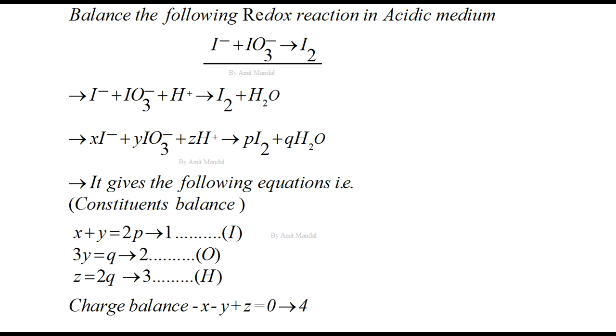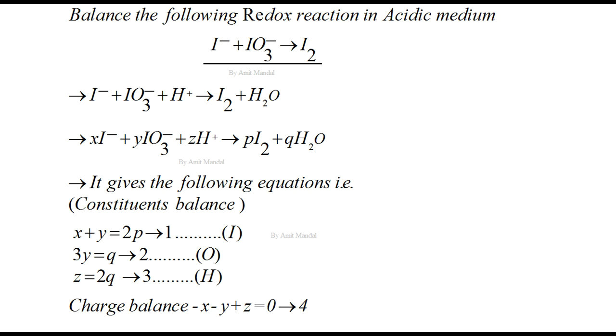Now again balance the constituents. So we have to balance 3 constituents here: iodine, oxygen and hydrogen. For iodine, x + y, the number of atoms of iodine in the LHS, must equal 2p, that is the number of atoms in the RHS. Similarly for oxygen, 3y must equal q, and for hydrogen, z must equal 2q. Now the next step is to balance the charge.